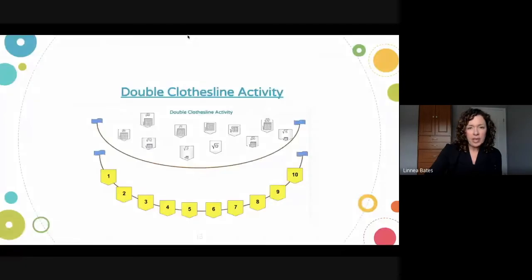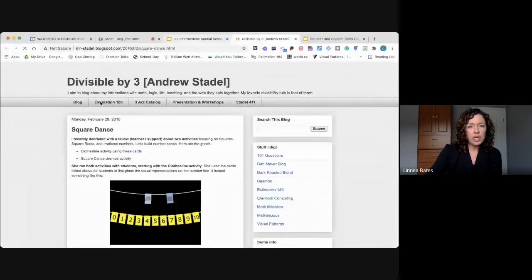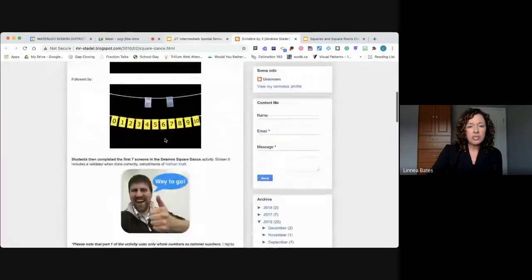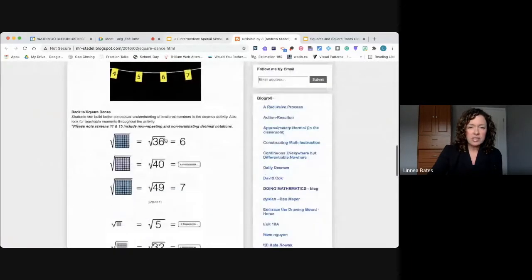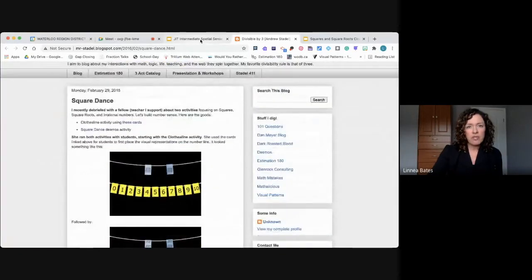Actually, I am going to back up a little bit there as well. Just for teachers who haven't done any double clothesline activities before, if you click on that second link there, there's a blog that takes you through this activity step by step. So if that's something you're interested in, then for sure have a look at that.